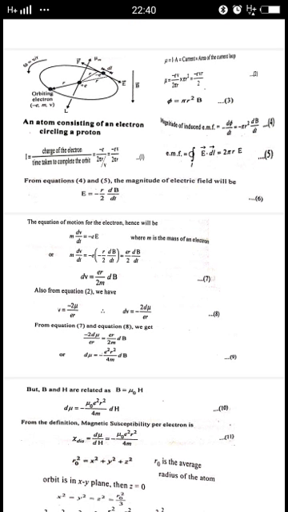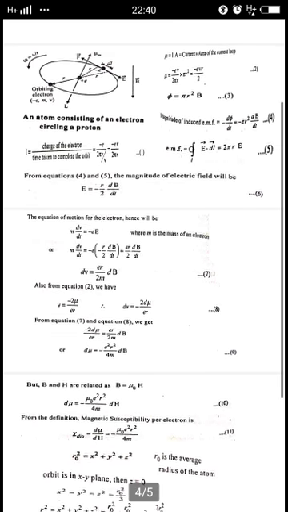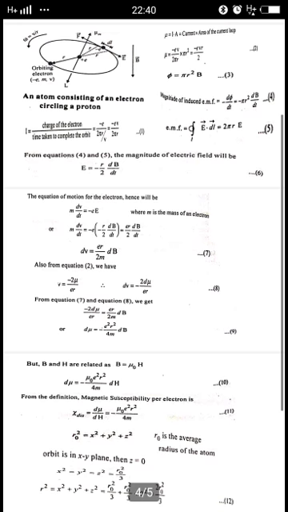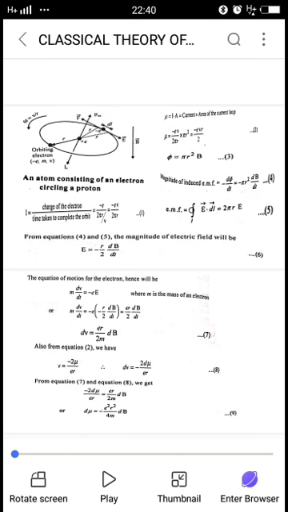This current loop acts as a magnetic dipole. Therefore the magnitude of the orbital magnetic moment mu is given as I times A, that means the product of current and area of the current loop. Substituting the value of I from equation 1, that is minus ev upon 2 pi r into pi r square, we get mu equal to minus evr upon 2. We give it equation number 2.